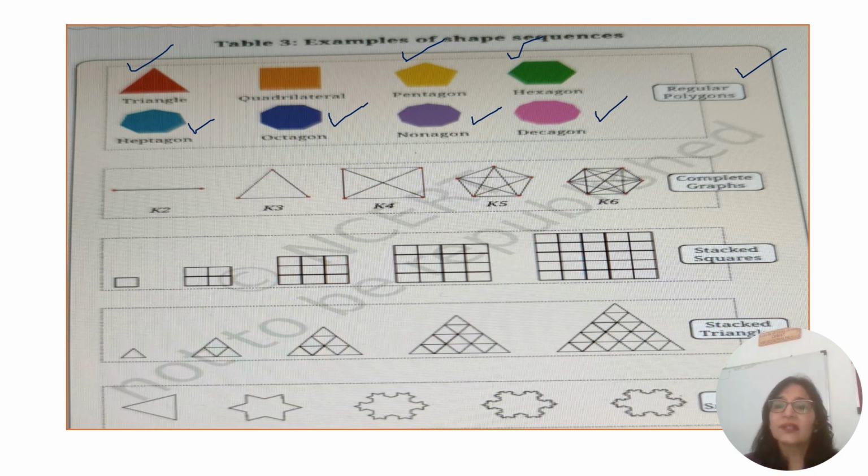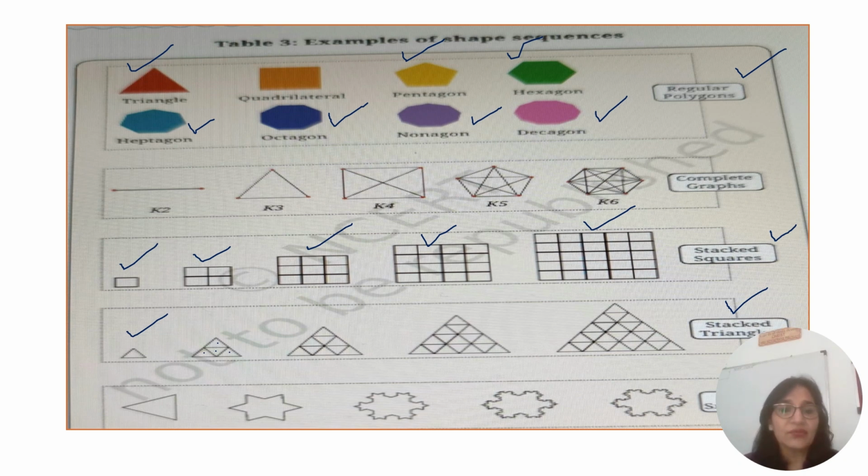Then you have stacked squares. So if you can see those stacked squares, there is 1 square, then we have 4 squares in total, then more squares here. So they are stacked. You find 3 squares above, 3 squares down, and they are all stacked. Likewise, we use the word stacked for triangles as well. So you find 1 here, then how many triangles here? 1, 2, 3, 4, and the bigger triangle. So likewise, you need to understand the pattern here of shape sequences.